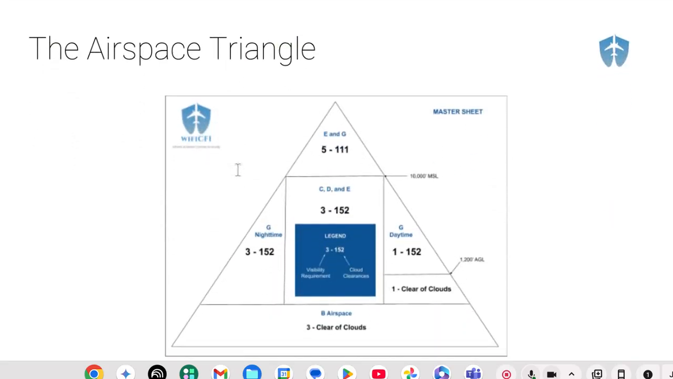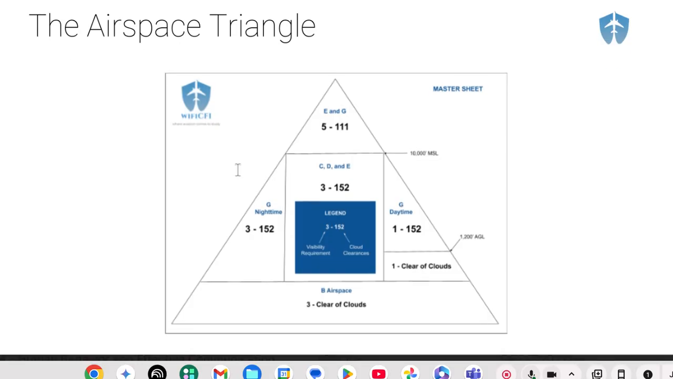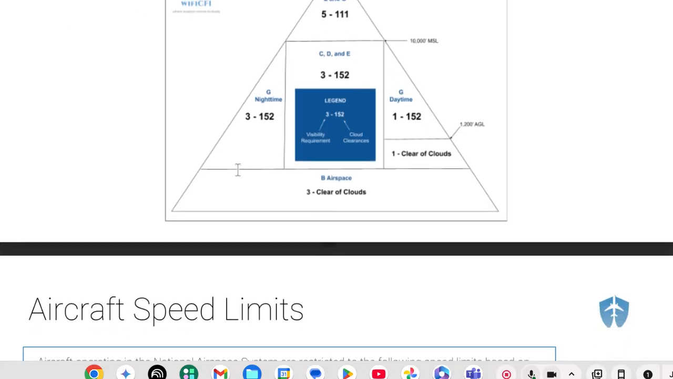And here's a really cool airspace weather min triangle. I like the students to have this just to help them memorize these minimums. It's a good idea to print this out.